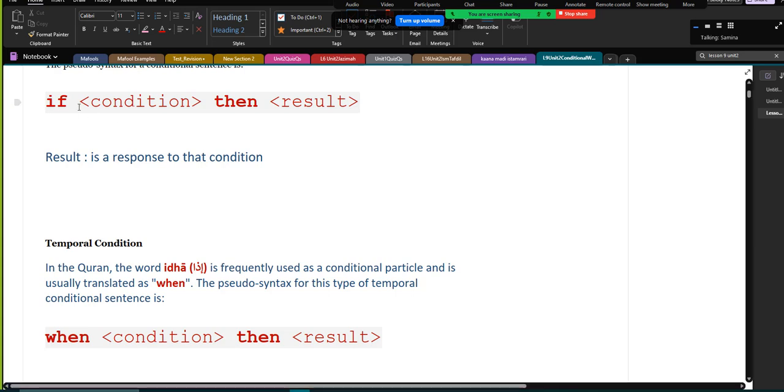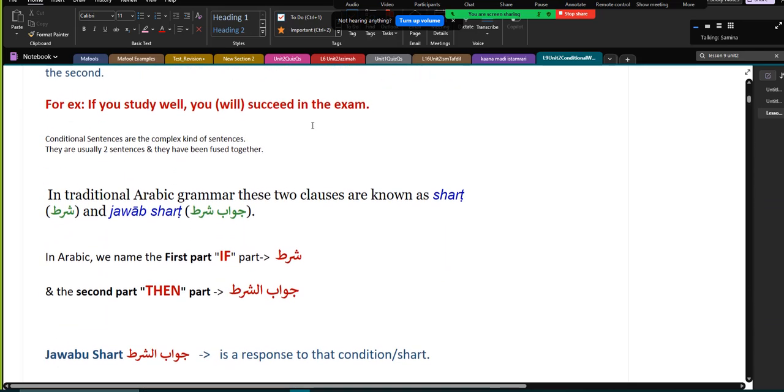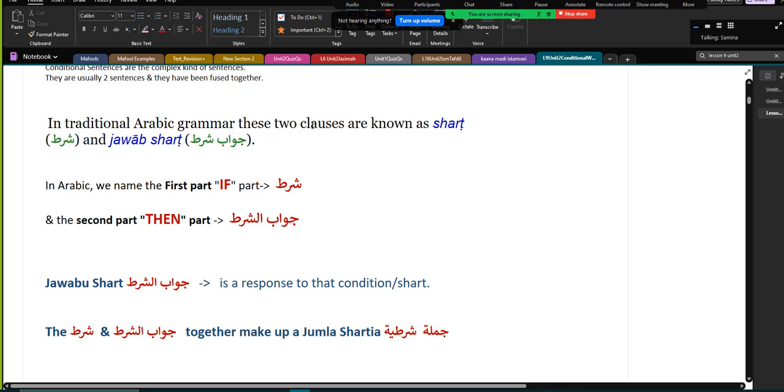That is, you have an if clause followed by a condition, and then you have a then clause followed by the result. So here, in Arabic grammar, these two clauses are known as shart. The first part, that is the if part, is called the shart part, and the second part, that is the then part, the result part, is called jawabu shart. This is the response to that condition or shart. So the shart and jawabu shart together make up a jumla shartiya.